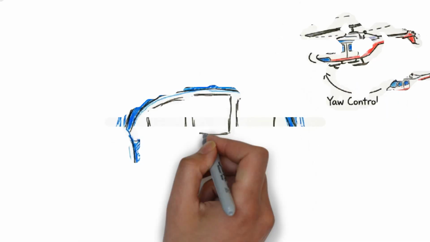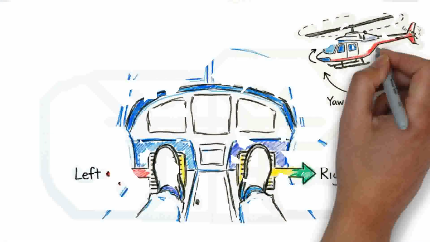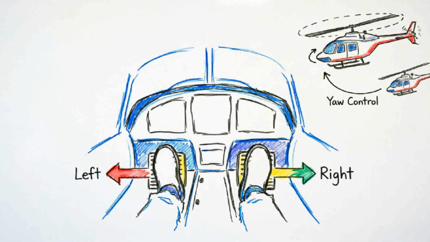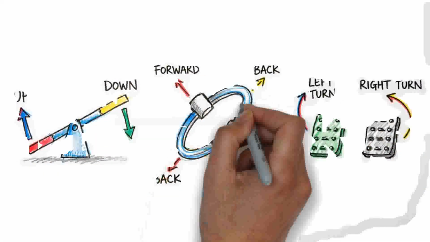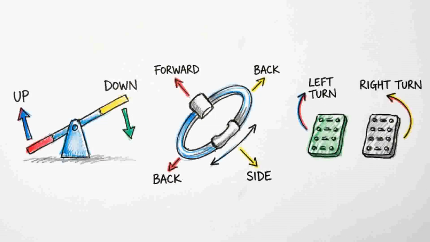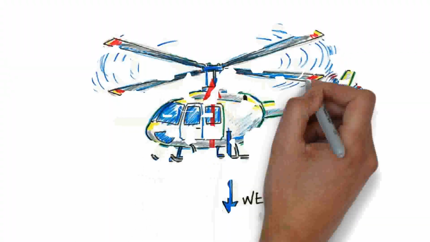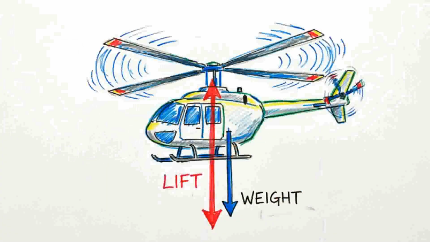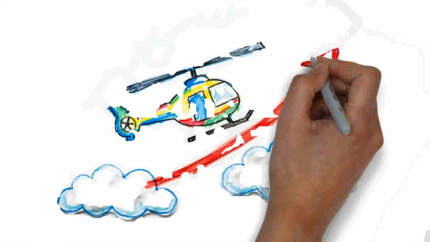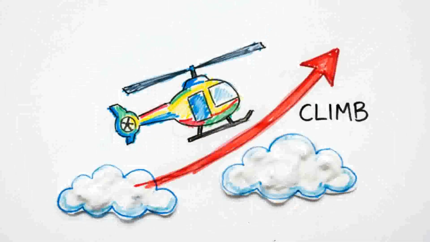Foot pedals control the pitch of the tail rotor, allowing the pilot to turn the helicopter's nose left or right. So helicopters have three main controls: collective for up and down, cyclic for direction, and pedals for turning. During takeoff, the pilot increases the collective to generate more lift than weight, lifting off vertically. To climb higher, the pilot raises the collective further, increasing the blade angle and gaining altitude.